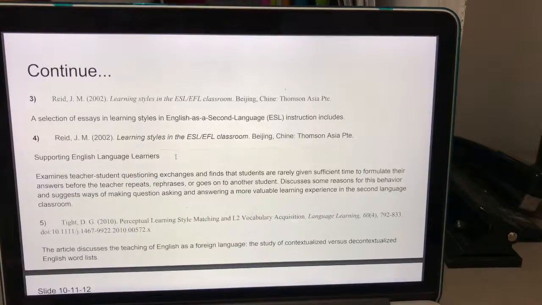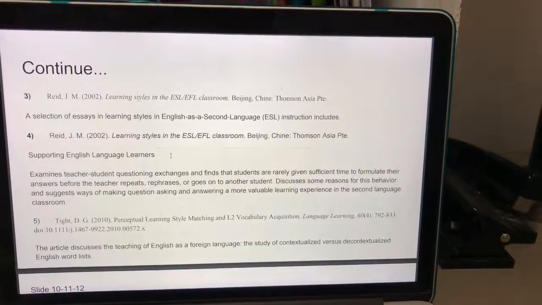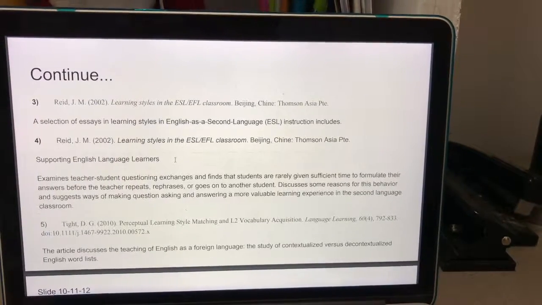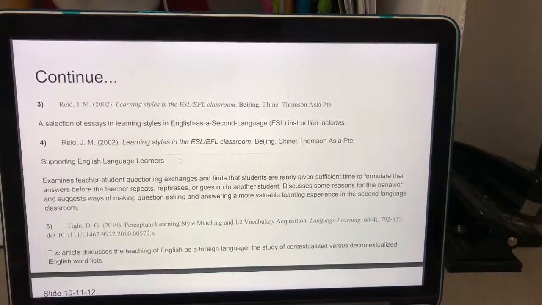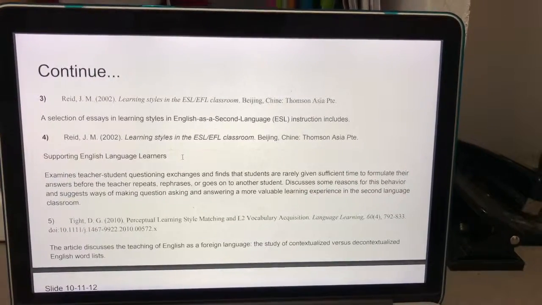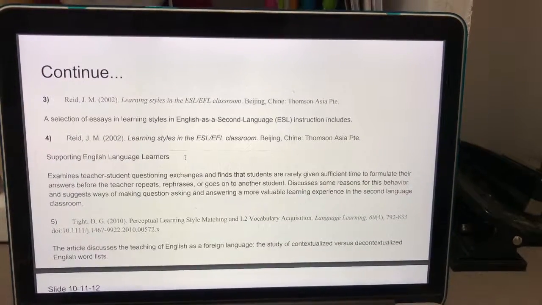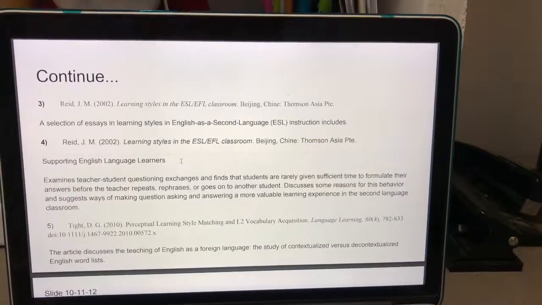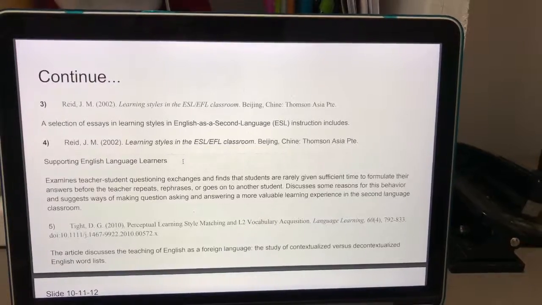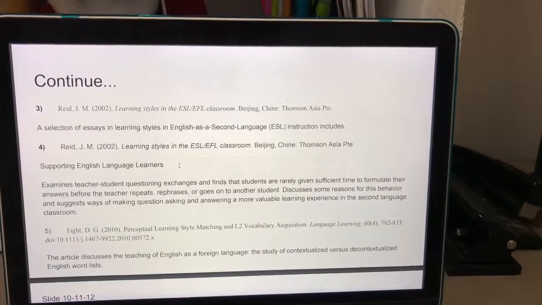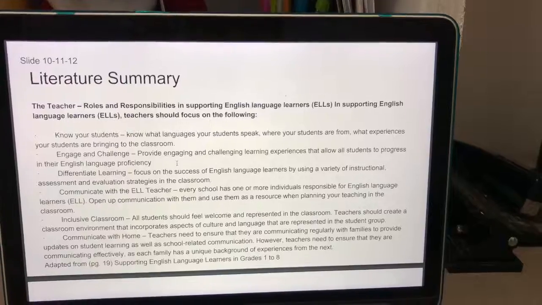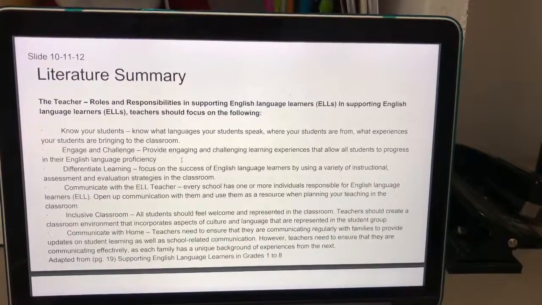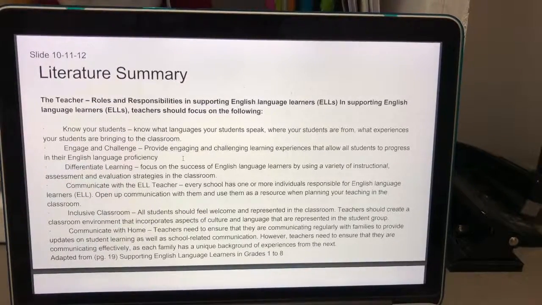And also, I found various essays, such as a selection of essays in learning styles and English as a second language, and supporting English language learners in the classroom. And finally, an article that discusses the teaching of English as a foreign language and how it is contextualized versus decontextualized various English words.